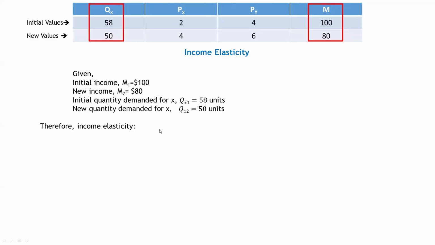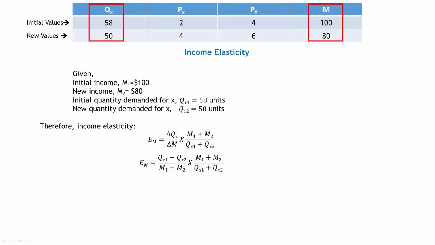Now, let us apply the arc elasticity formula to measure income elasticity of demand. Here, income elasticity of demand EM equals change in QX divided by change in M multiplied by M1 plus M2 divided by QX1 plus QX2. Therefore, EM equals change in QX equals QX1 minus QX2 and change in M equals M1 minus M2 multiplied by M1 plus M2 divided by QX1 plus QX2.